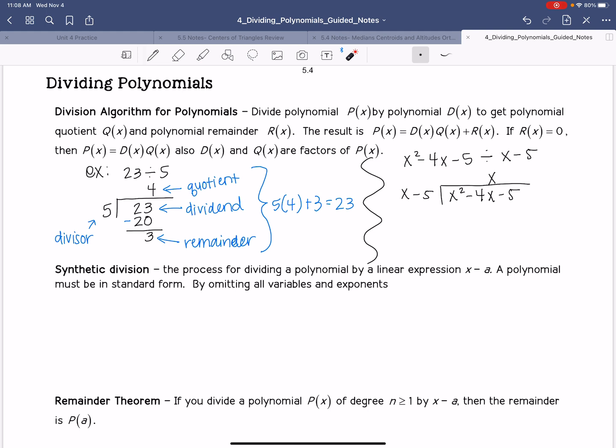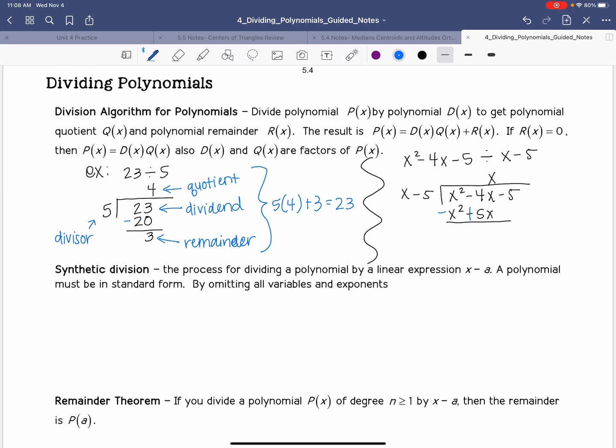All right, so now we multiply back just like before. So we're going to do x times x and then x times -5, multiplying it back. So x times x is x squared. x times -5 is -5x. Here's where we make the mistake. We are subtracting this. So you need to make sure you switch both signs.